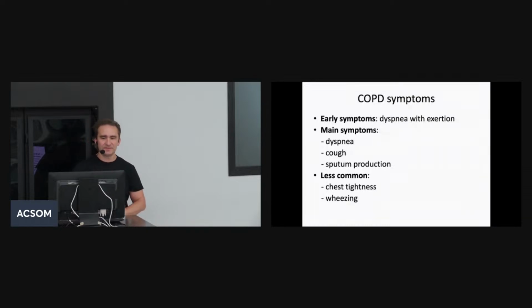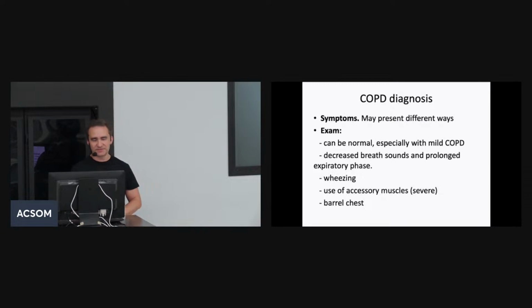At the beginning, shortness of breath will only happen with significant exertion. And then even at rest, people may have shortness of breath with advanced disease. Patients will have cough, and sputum production is a little bit less common. They may have chest tightness and wheezing, especially at times of exacerbation.